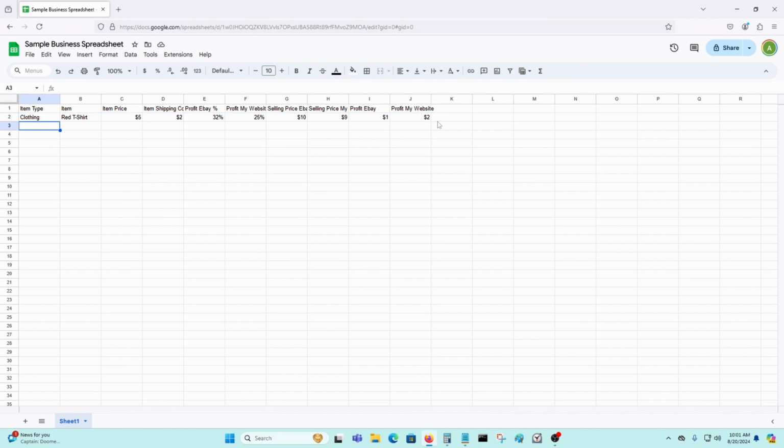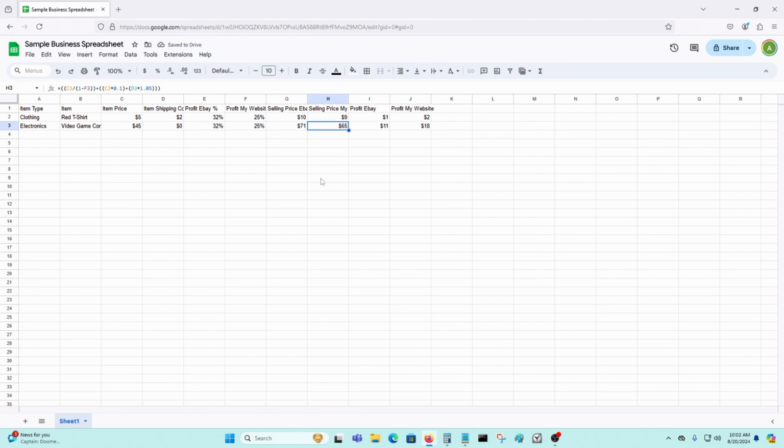You would just fill these rows up with whatever you're selling. Let's say I'm selling a video game console. We'll put video game. We'll put electronics. Yeah. Item price, let's say $45. Shipping is, let's say, 0. Sometimes it's 0. Profit is 32%. We could just simply put it down like this, and it should do it automatically.